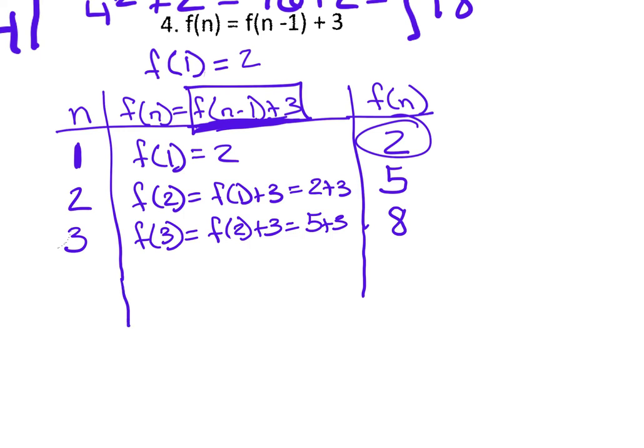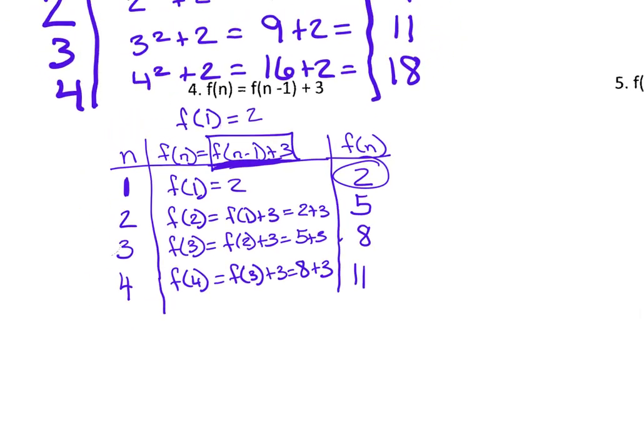So now we're going to do it with 4. So f of 4 equals, what's our previous term? 8. F of 3, right? Plus 3. You're doing it right. 8 plus 3, or 11. You did one. Yay. I think we have time to do number 5, and then it'll be time to go.